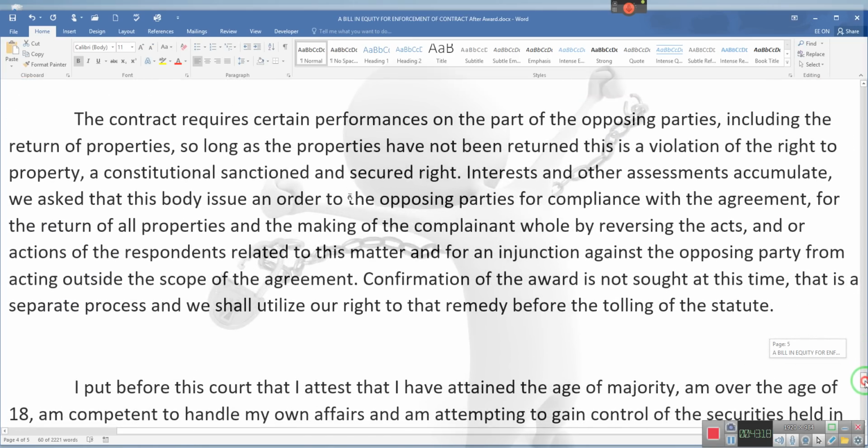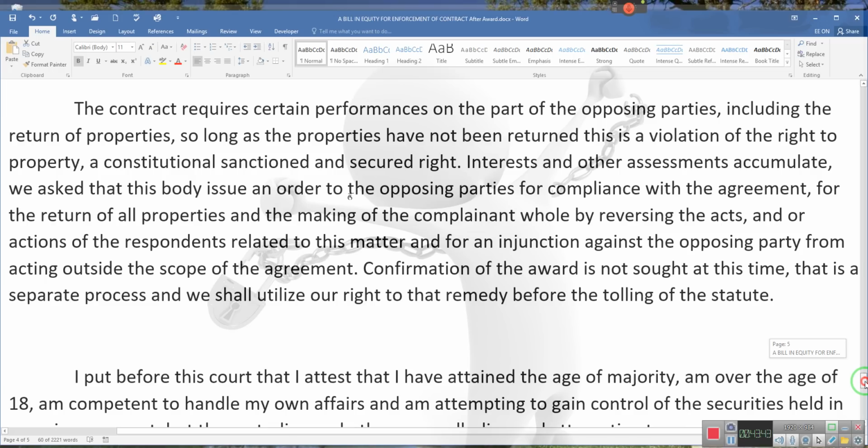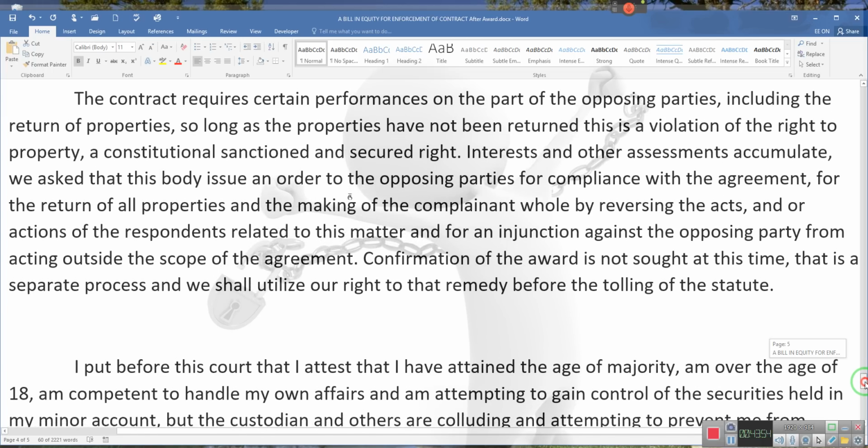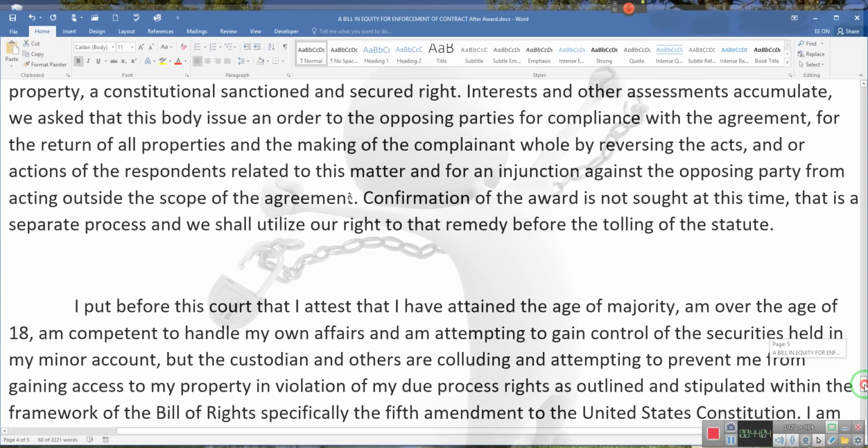Remedy sought. The contract requires certain performances on the part of the opposing party, including the return of properties. So long as the properties have not been returned, this is a violation of the right to property, a constitutionally sanctioned and secured right. Interest and other assessments accumulated. We ask that this body issue an order to the opposing parties for compliance with the agreement for the return of all properties and making the complainant whole by reversing the acts and/or actions of the respondents related to this matter, and for an injunction against the opposing party from acting outside the scope of the agreement. Confirming the award is not sought at this time, as it is a separate process, and we shall utilize our right to that remedy before the tolling of the statute.